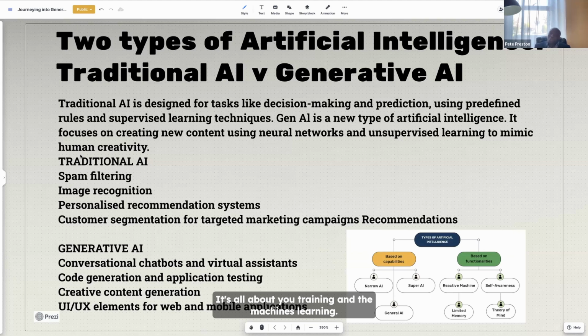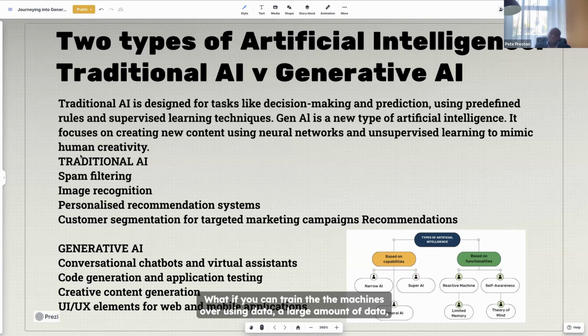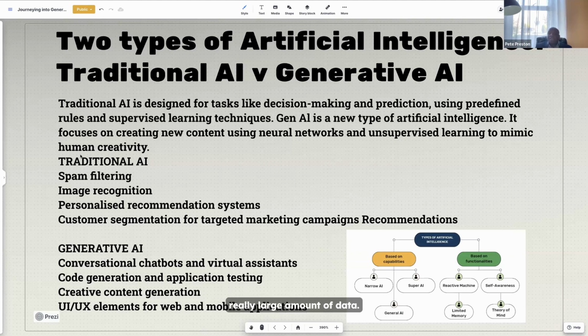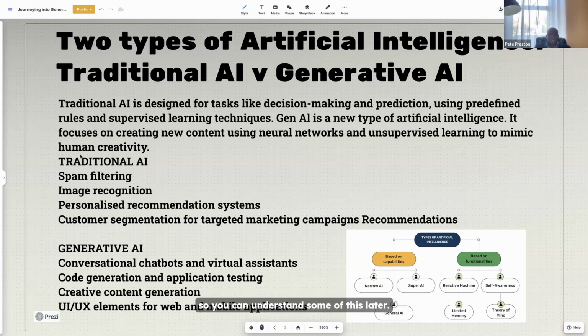It's all about you training and the machine's learning. So obviously, most of you have heard of machine learning, and that's exactly what it is. Because for the use cases where you have to programmatically keep asking the machine to do things, what if you can train the machines using data, a really, really large amount of data? We'll come into how big this data could be later, so you can understand some of this.